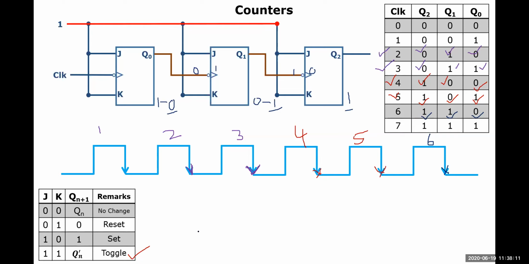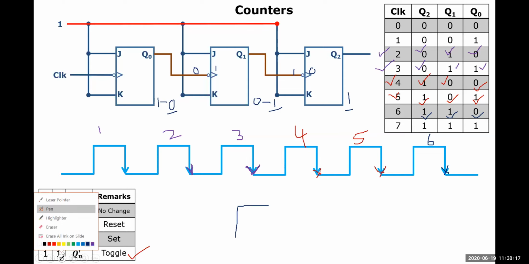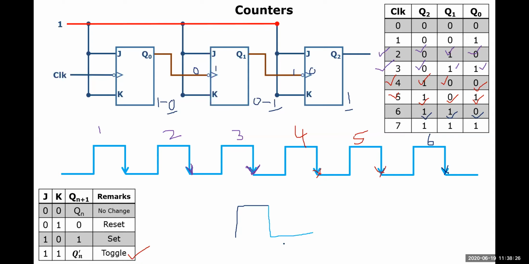What do you mean by negative triggering? This is the clock pulse. From this place to that place is called positive triggering. As and when this is over, from this area to this area is called negative triggering. Positive triggering always specifies something like this. Negative triggering always specifies something like this.